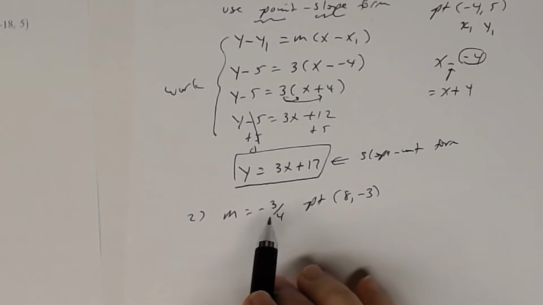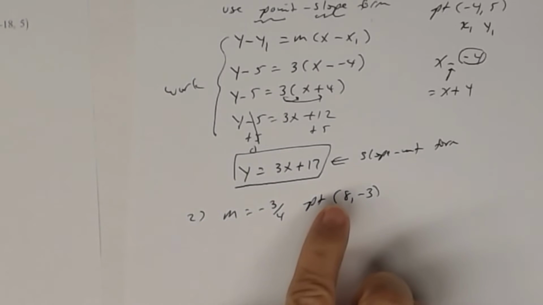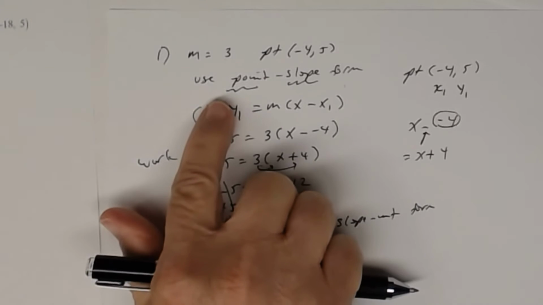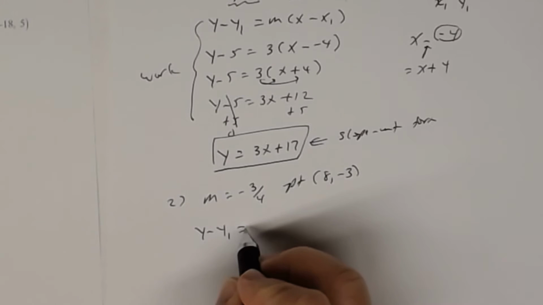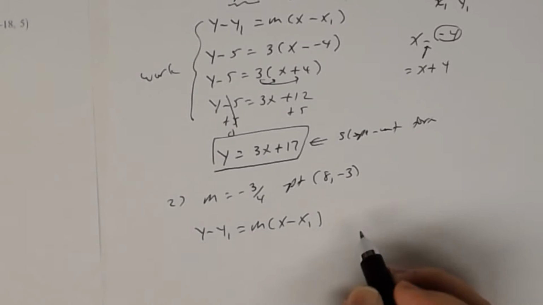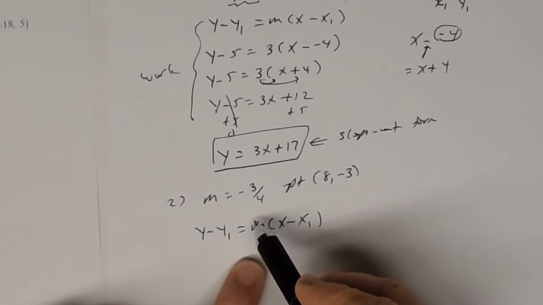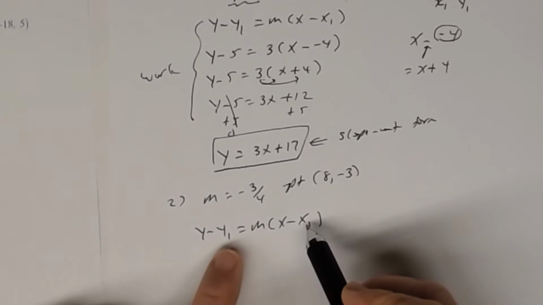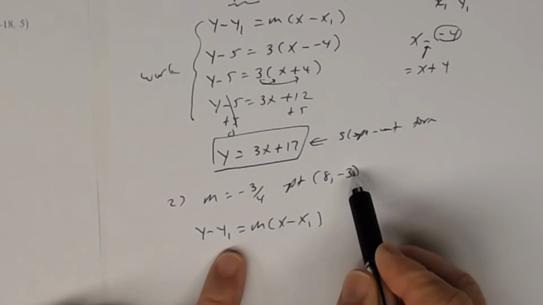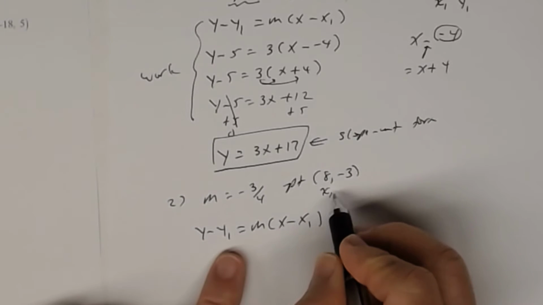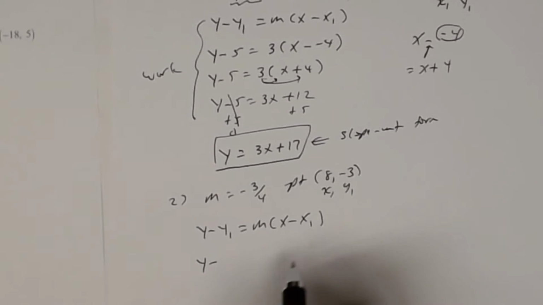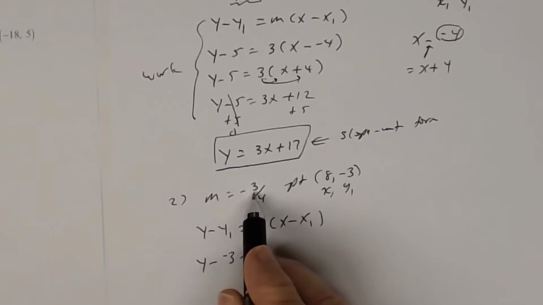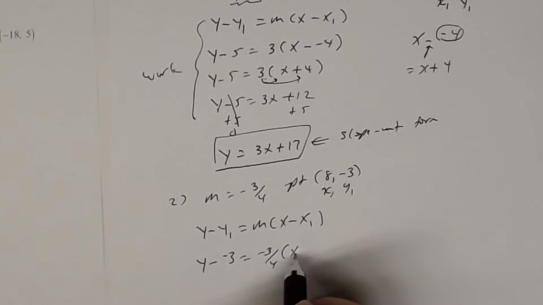Now remember, we want to find the equation of a line that contains this point and this slope. So it's very easy to use point-slope form again. So remember, point-slope form is y minus y1 equals the slope times x minus x1. And so in place of m, you're going to substitute negative 3/4, and in place of x1 and y1, you're going to substitute the coordinates here. So this is x1, this is y1. So I get y minus y1, which is a negative 3, equals the slope, which is negative 3/4, times x subtract x1, which is a positive 8.